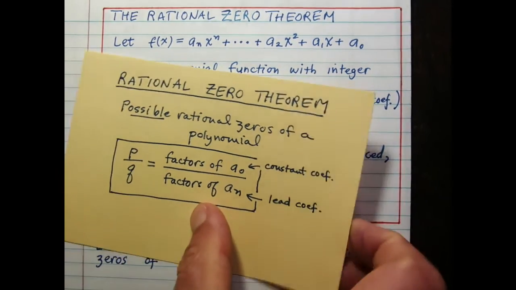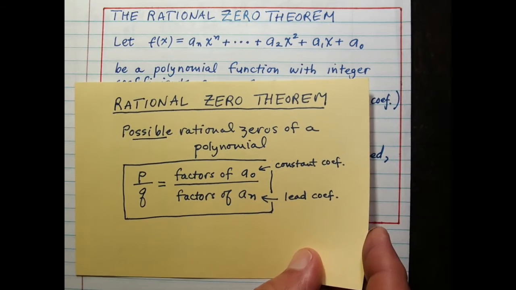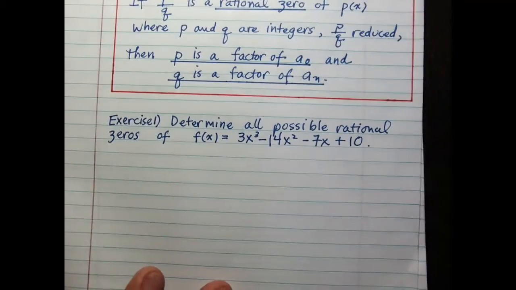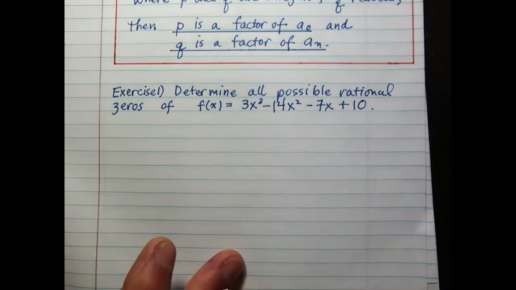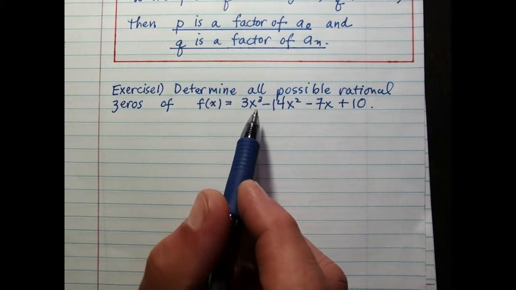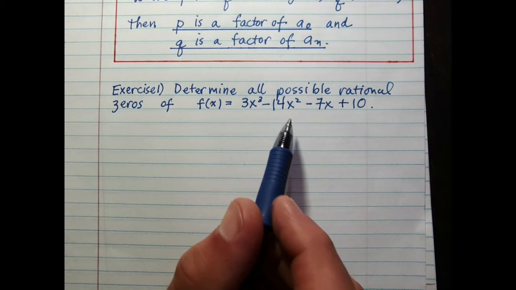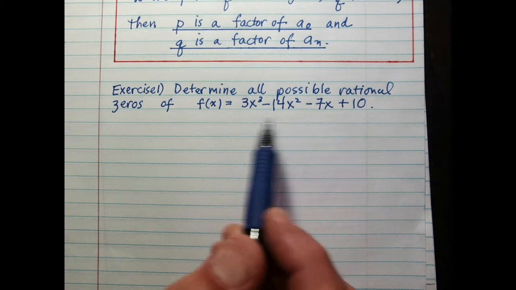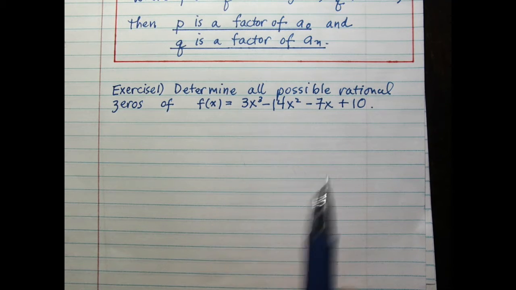Now, let's use this in an example. Let's see how we're going to apply this to certain problems. So here's an exercise. Our first exercise is determine all possible rational zeros of f of x equals 3x cubed minus 14x squared minus 7x plus 10. Now what do we mean by all possible rational zeros?